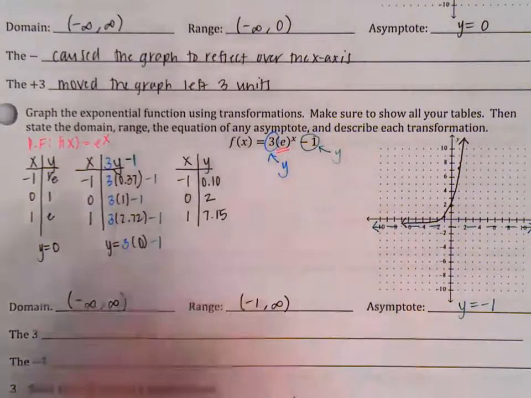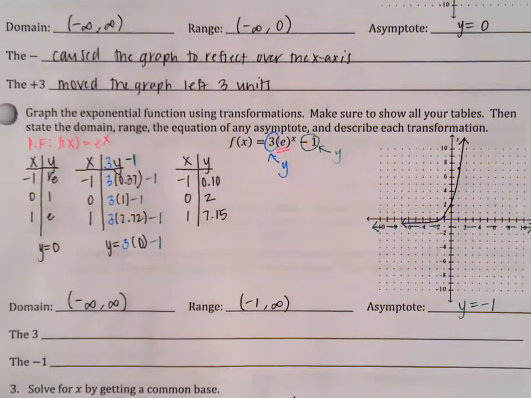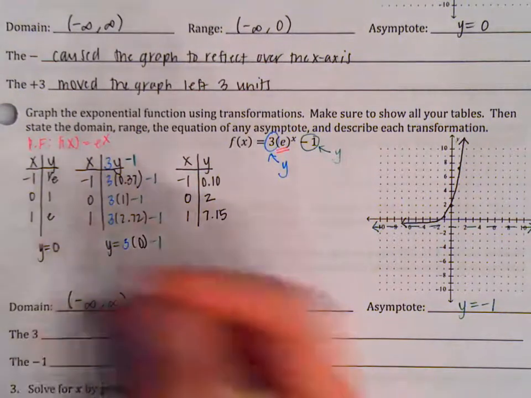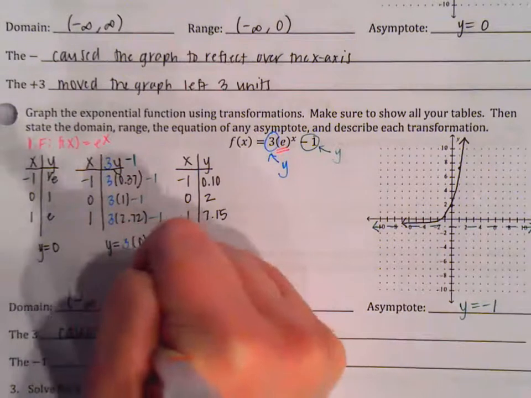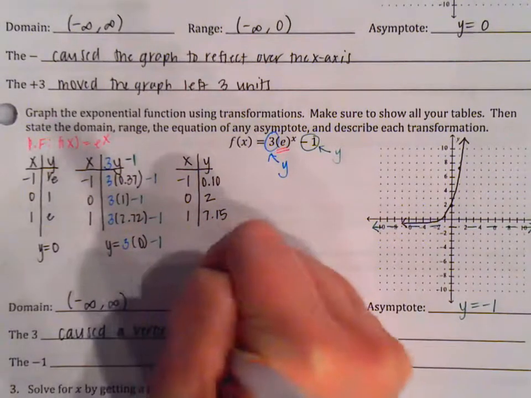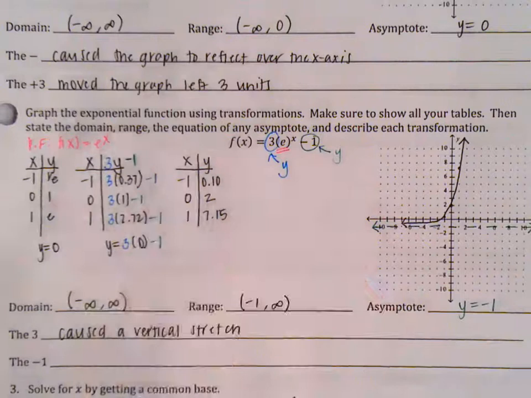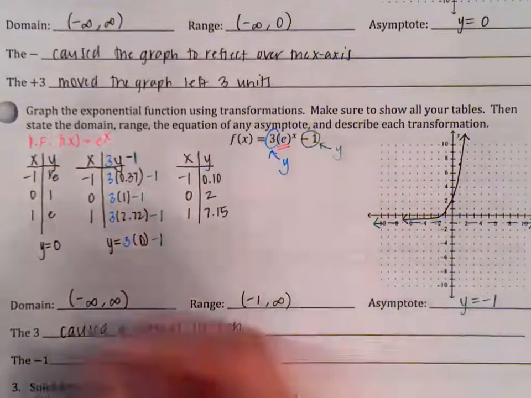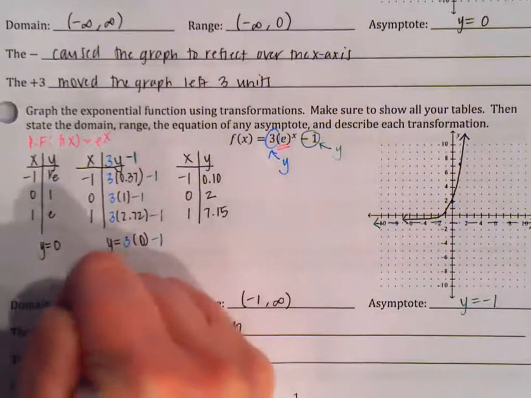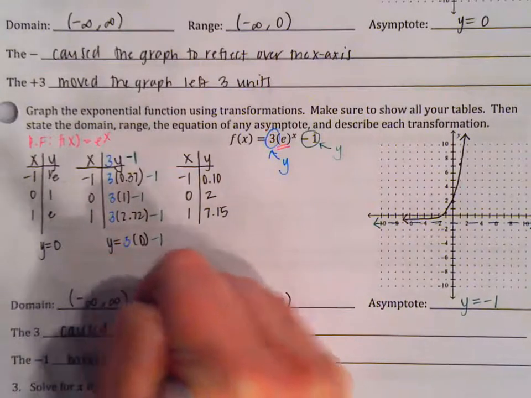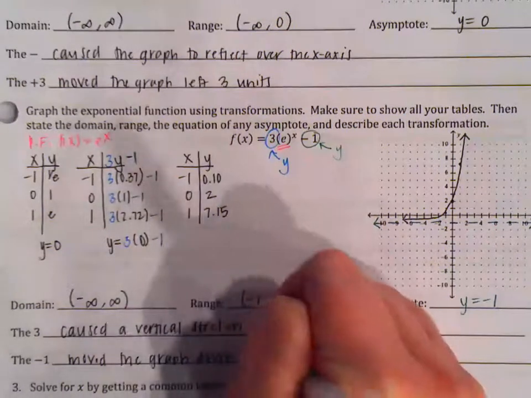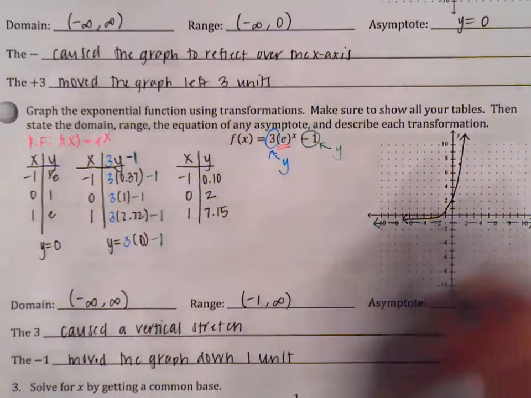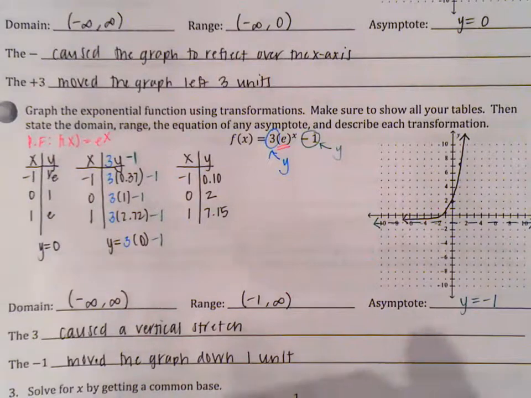And then describe our transformations. The 3, remember when it's multiplying by the y values, it's causing that vertical compression. So the 3 caused not a compression, a vertical stretch. And then the -1 moved the graph down 1 unit. Because all of my points moved down, we subtracted the y values by 1. That's moving it down. Y is up and down.